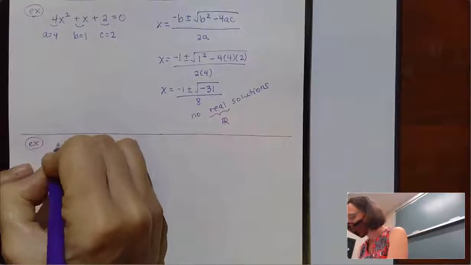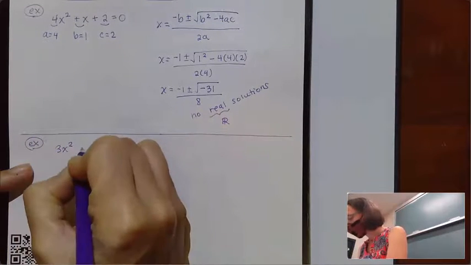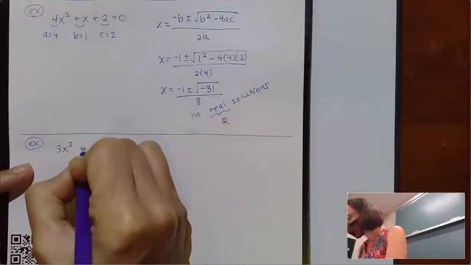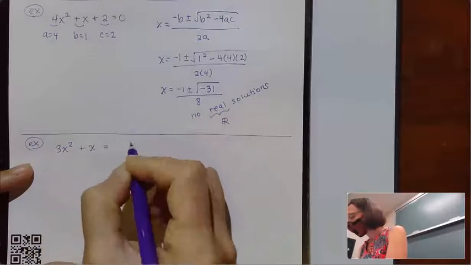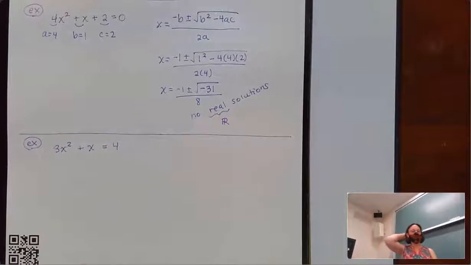Let's see. How about if I had 3x squared plus x is equal to 4. If my instructions were to solve this thing, then my first step has to be to subtract that 4. I will leave it up to you. That thing might factor, it might not. You can solve it however you want.